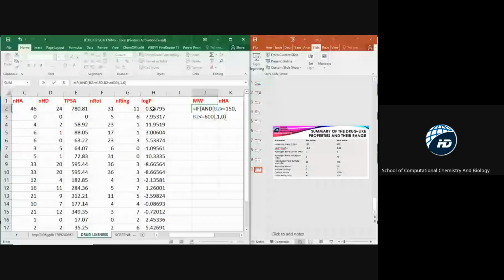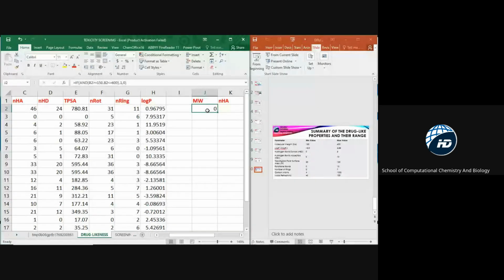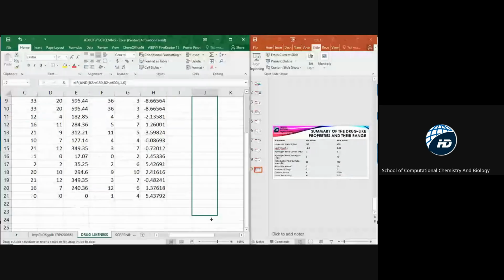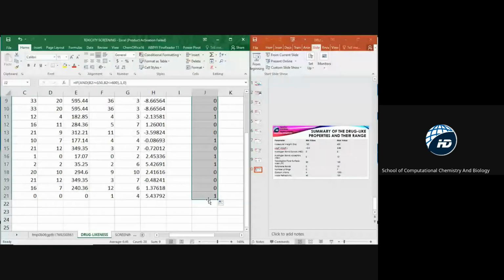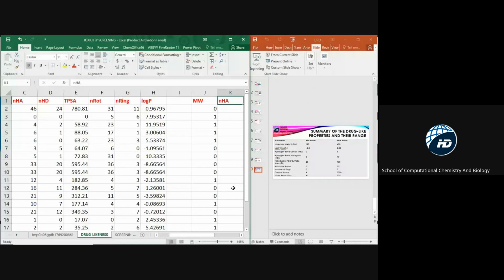You press enter. So this 0 here implies that the molar weight is not within this range. You can drag it down for yourself to do others. So it is not really difficult. Once you have the right function, you can do others. Then you come back to this.